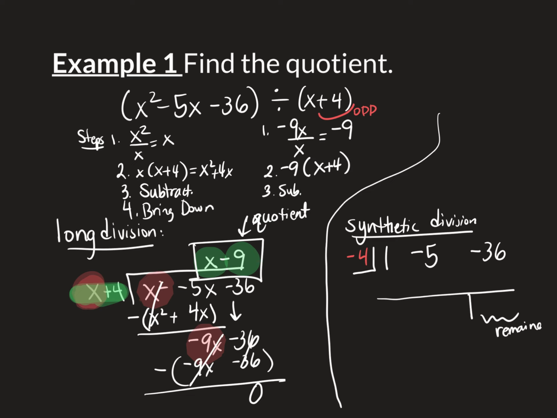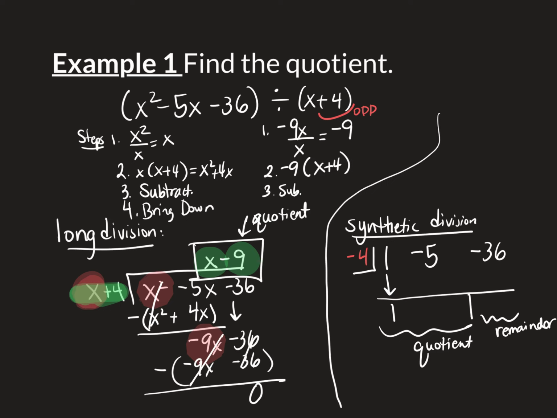If you have 0 there, that means you have no remainder. Now, the quotient we'll have to do a little bit of work on to actually get the answer. So I had written down that the first thing you do is bring down the first number. So bring down 1. Then multiply the number you brought down with the divisor, 1 times negative 4, and you put that answer here.